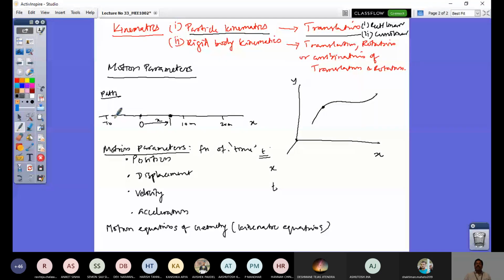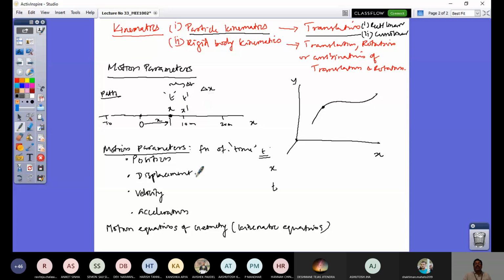x is the position. That is important. If this x changes with respect to time, what would happen? You can say this is the position x at time t, and at another time t dash, this has gone to x dash. Then the change in position is delta x over the time interval delta t. If I consider delta x by delta t, that defines an average velocity.